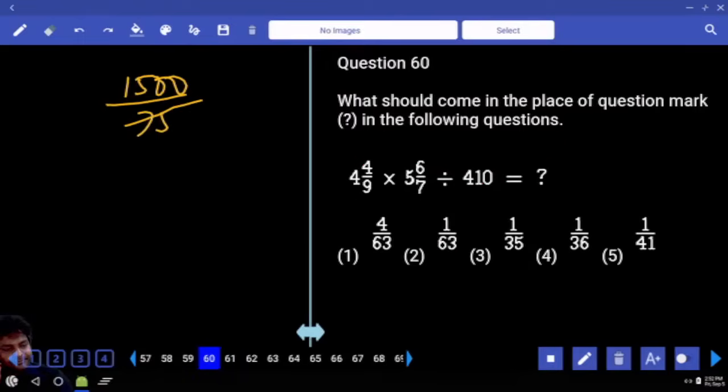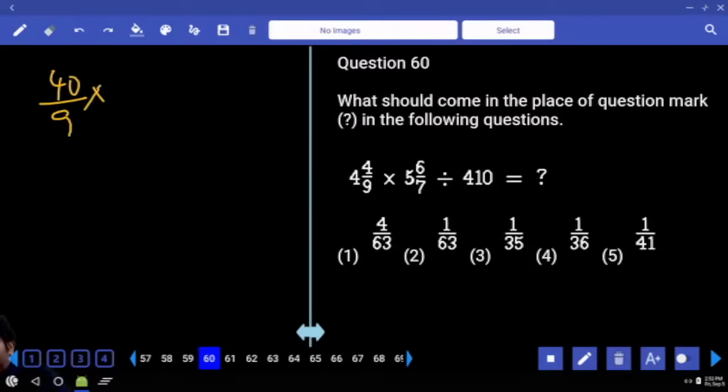Okay na? 4 by 9. 40 by 9. 5 6 by 7. 41 by 7 divided by 420 can be written as into 1 by 420 only. 420 cancel. So 410, 410.